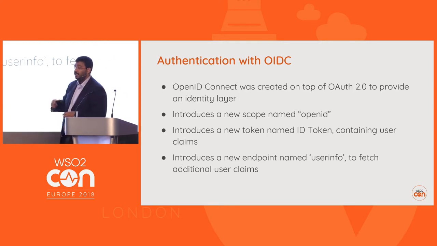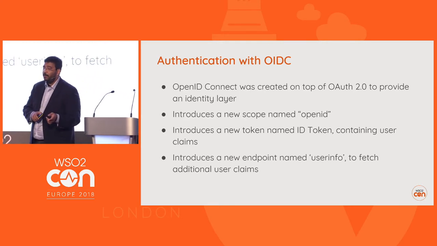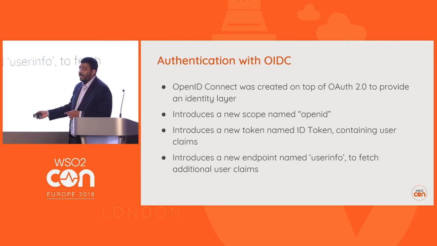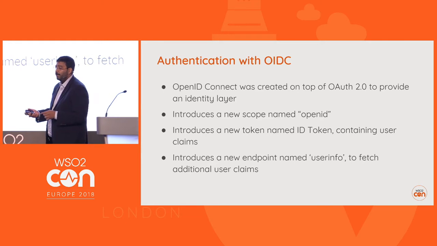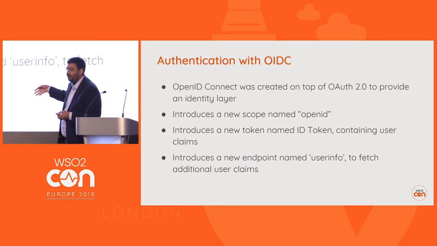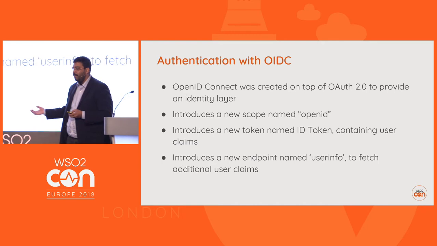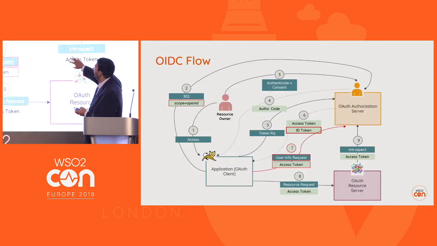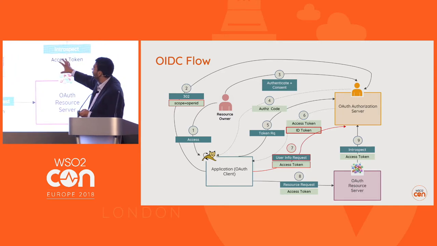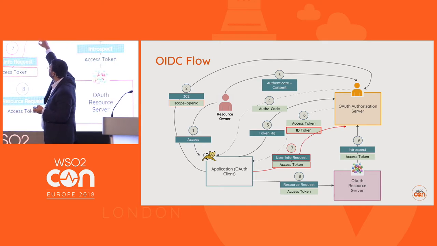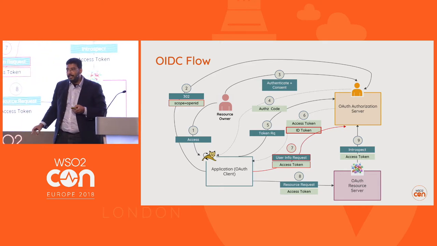OpenID Connect: OAuth is for authorization. It doesn't provide any authentication system. OpenID Connect was invented to solve the authentication problem, and it is built on top of OAuth2. So basically, it provides some additional scopes, additional tokens, et cetera, in order to provide the authentication details. This flow is similar to the previous flow, but in addition to the token request where you get an access token, you're also getting an ID token as well, right?